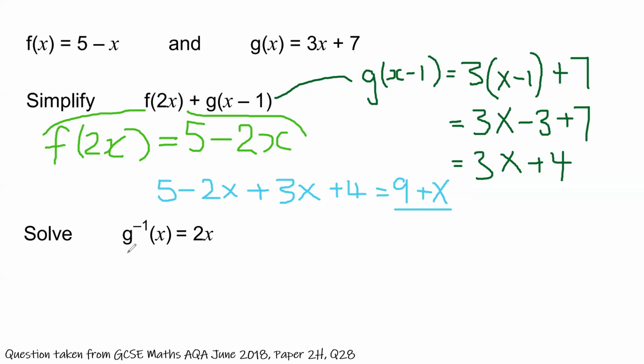Okay, let's take a look at this next one. So we've been asked to solve g to the minus 1. So remember, this minus 1 here just means the inverse. So we've got to just take g of x, turn it all inside out, and then we can solve this equation.